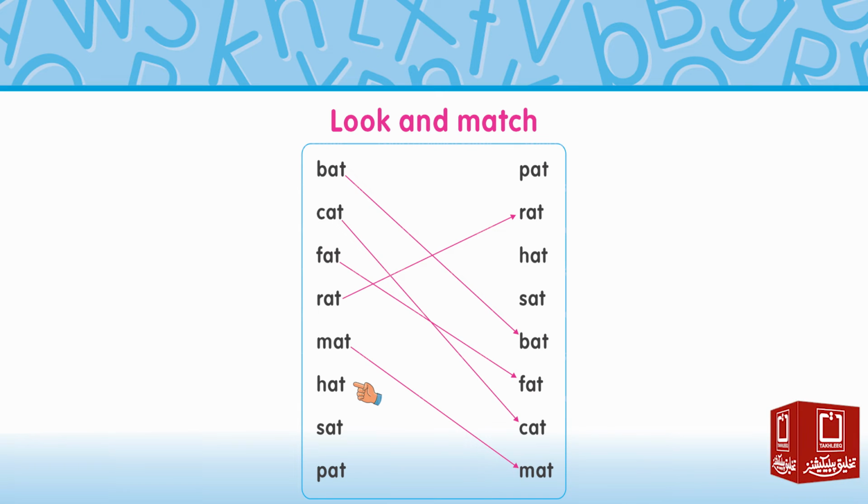Here is word hat. Now we search word hat in the second row. Pat, rat, hat. Yes, this is hat. So we match both words hat.